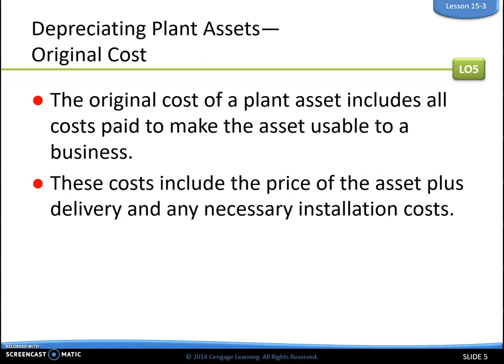Now, the original cost of a plant asset needs to include all costs that we paid for to make that asset usable. So if we have to pay extra for delivery of that plant asset, or if we have to pay installation costs so that we can use that plant asset, those things are also going to be calculated into the original cost of that plant asset because I needed to pay for those things to make that plant asset usable.